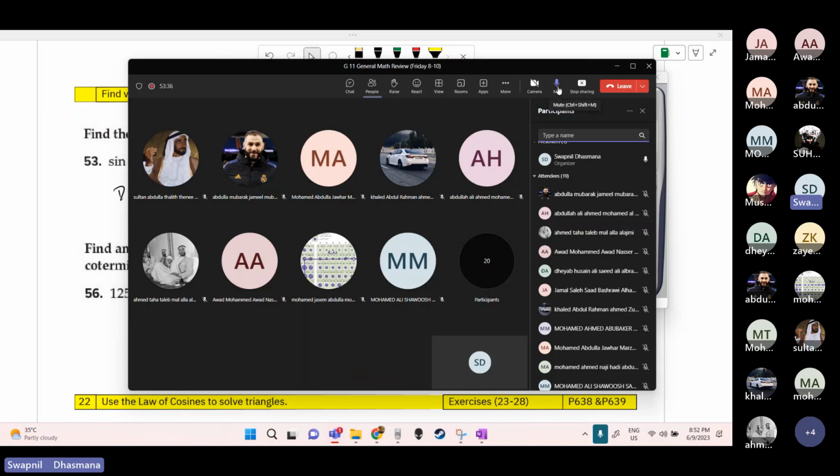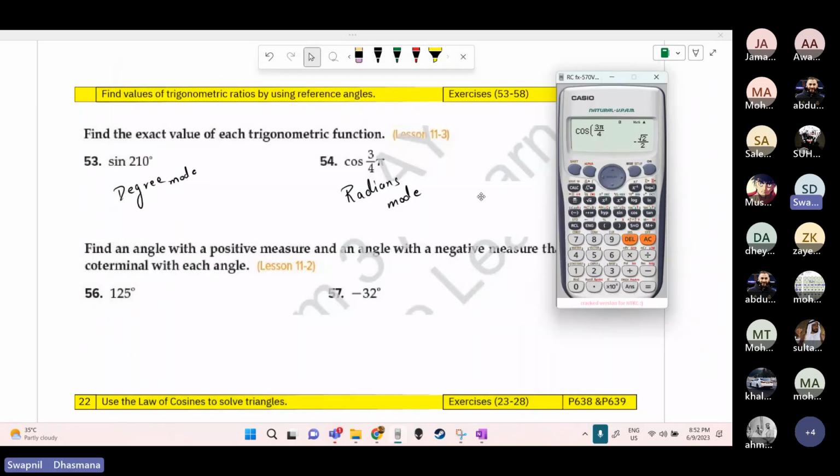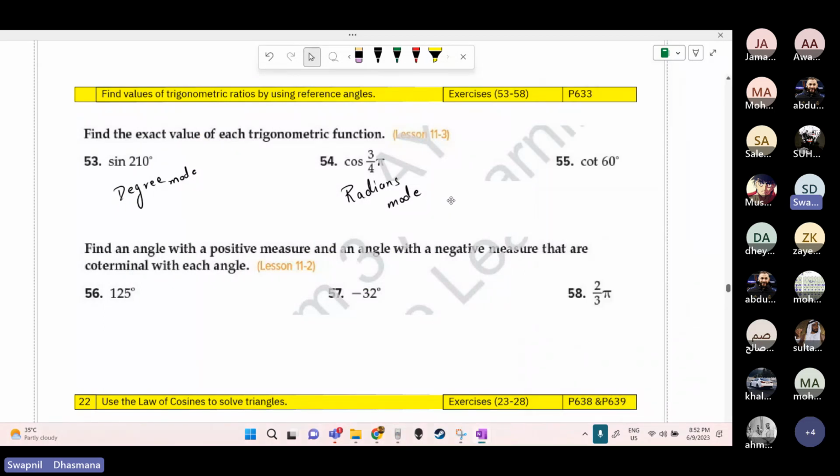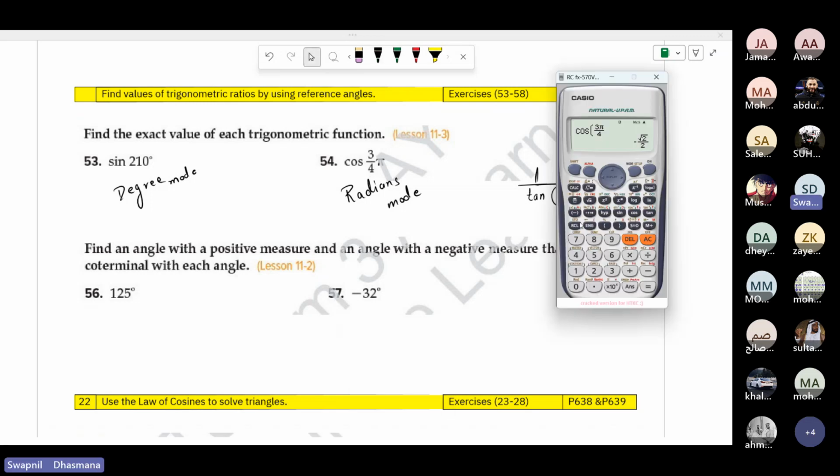Think about it. Can you write cot on the calculator? You write tan^-1. Yes, whoever said that is absolutely correct. Cot is the inverse of tan, so it's not tan^-1 itself, but you can write it like this. You can write this on the calculator and you will get the answer.